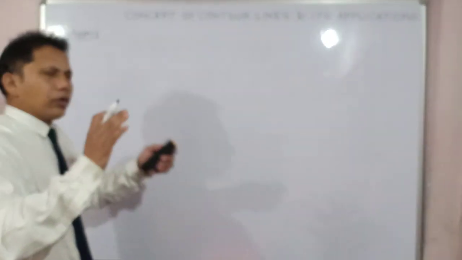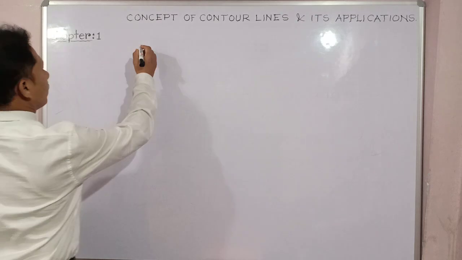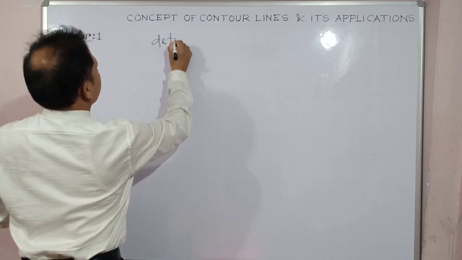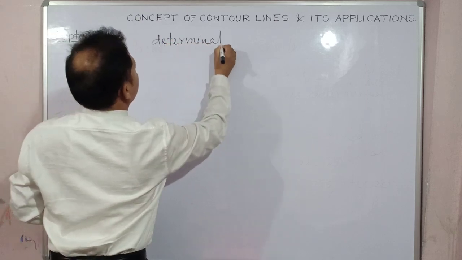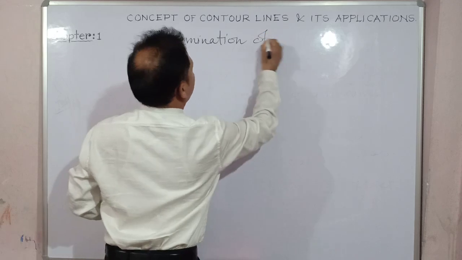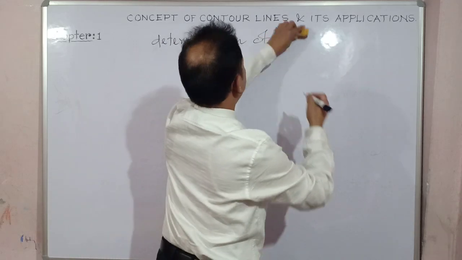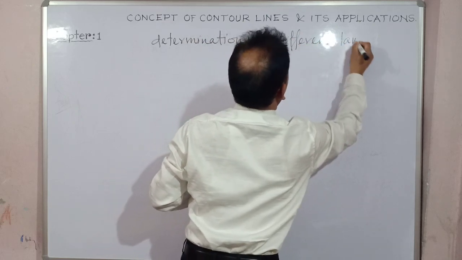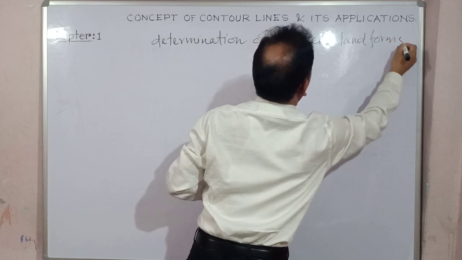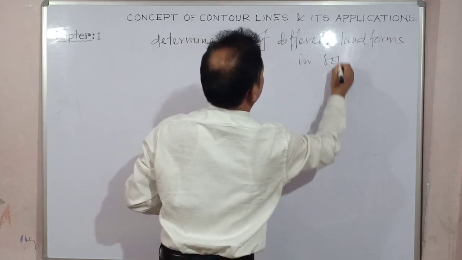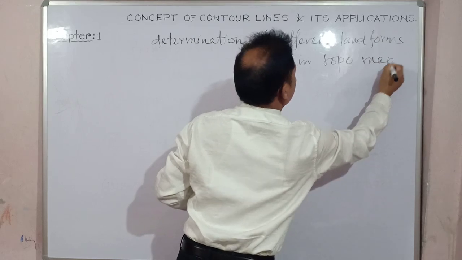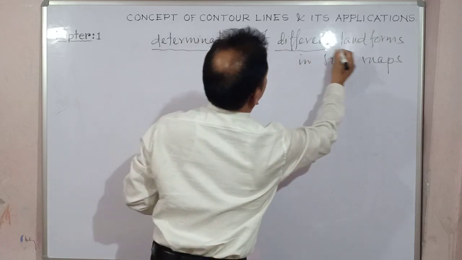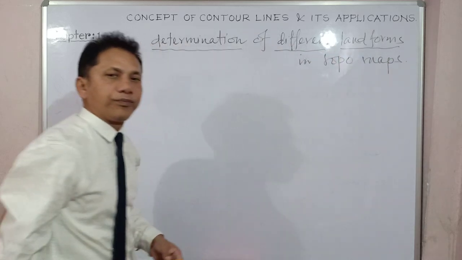So you see, in your classes, several times I have shown it too. What is it? So the subheading I'm just highlighting here: Determinations of landform. You know, better to say different landform. Landform in topo maps. So, how to determine different landforms in topographics, right?